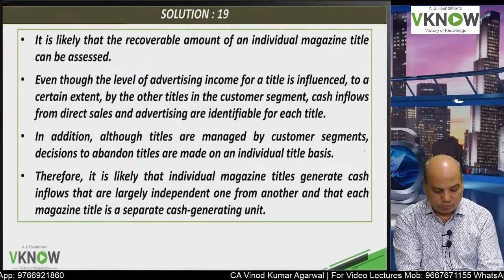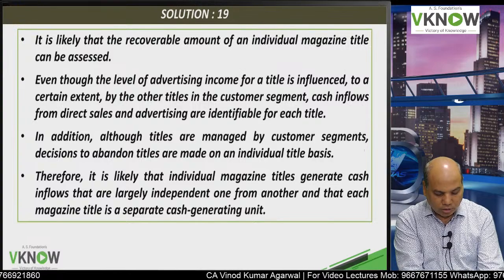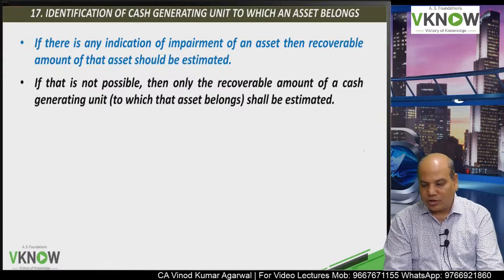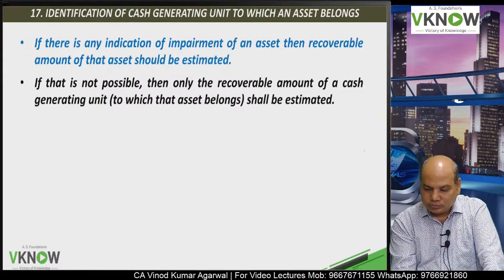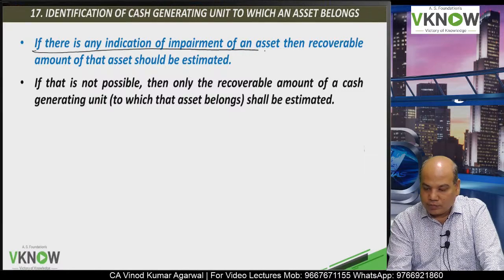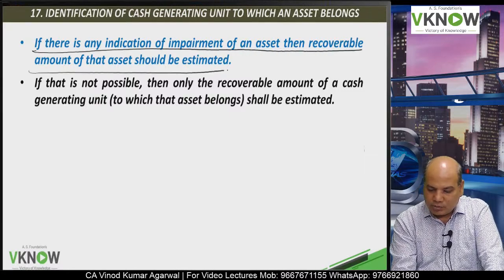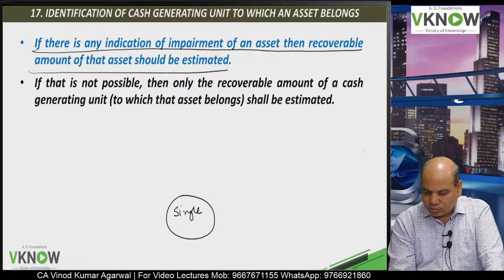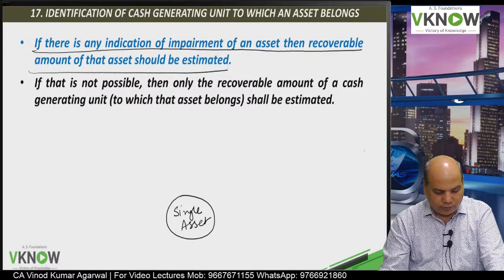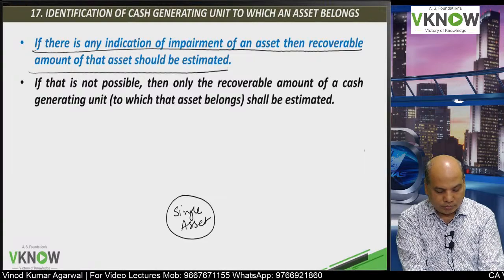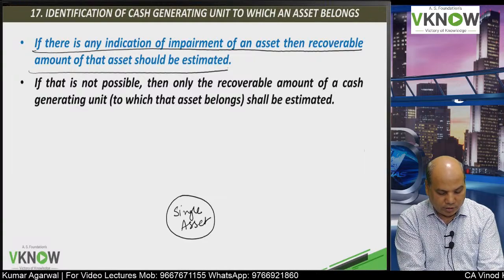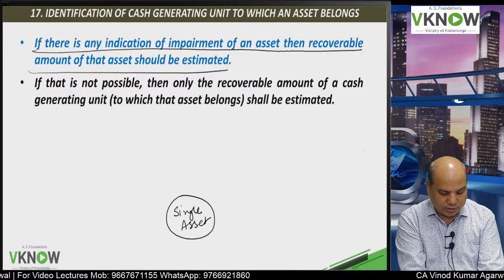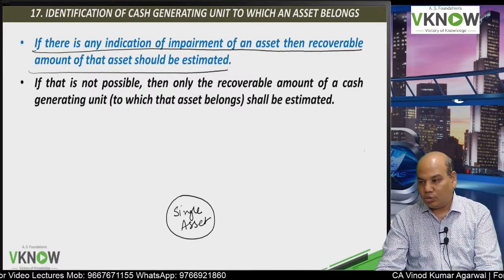Now we'll come to the next discussion, identification of the cash generating unit to which an asset belongs. If there is any indication of impairment of an asset, then the recoverable amount for that asset should be estimated. First rule, try to find out the recoverable amount of the cash generating unit. Can you do it? If the answer is yes, then do it.